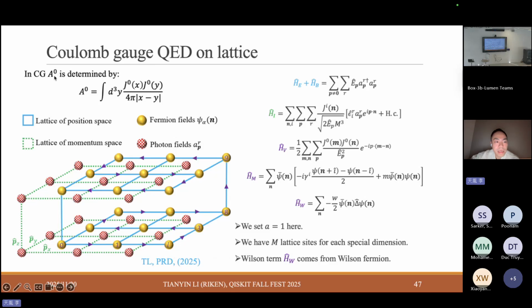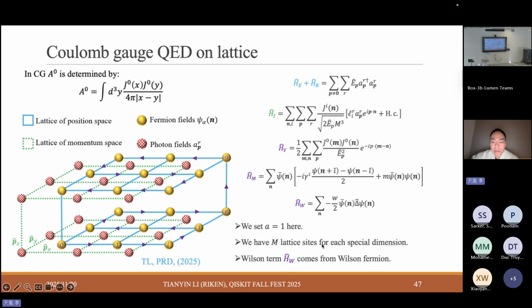After fixing to the Coulomb gauge, the A0 can be determined by this function, and then we regularize the Coulomb gauge QED on lattice by putting the fermion fields onto the lattice of the position space, while we put the gauge fields on the lattice of the momentum space. And then we can write down the Hamiltonian of the quantum electric dynamics here.